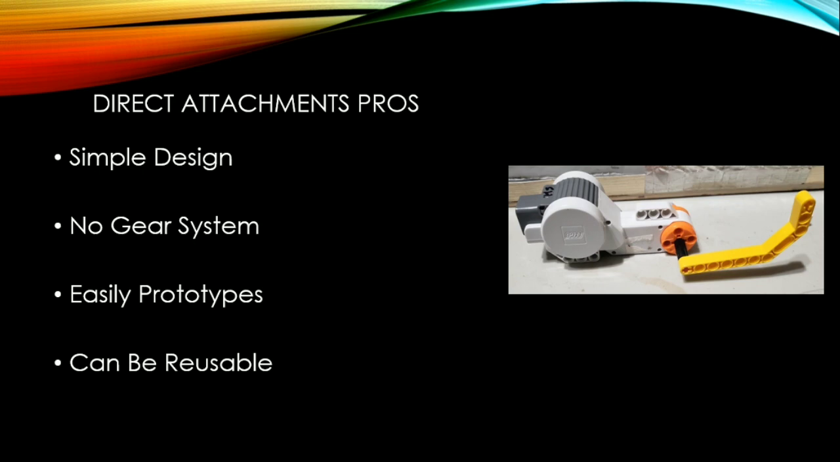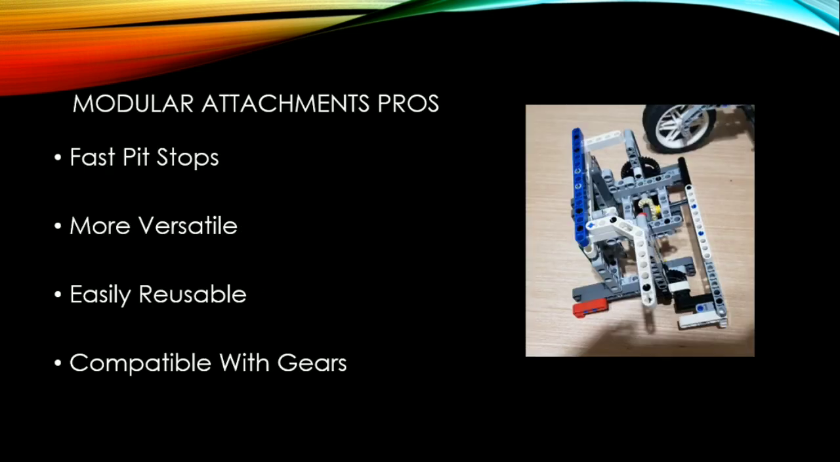So let's talk about the pros of a modular attachment robot. The first pro is the one that stands out to everyone that's used modular attachments, that it's extremely fast and you have fast pit stops. So you save a lot of time when the robot comes back to base because the modulars kind of snap right on and off the robot very quickly.